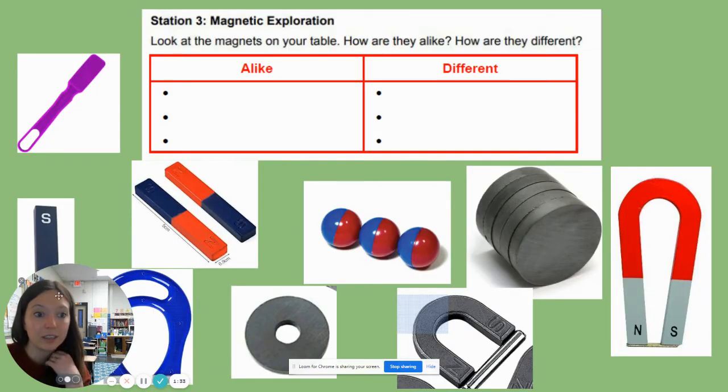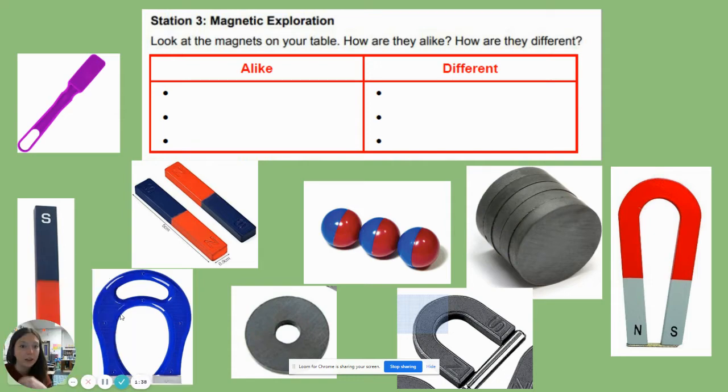First section, this is if you have everything ready to go. If you do not, please pause the video. The first section of your assignment says magnetic exploration. Look at the magnets on your table. How are they alike? How are they different?